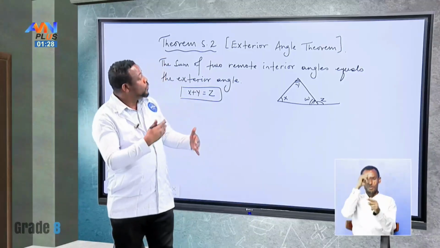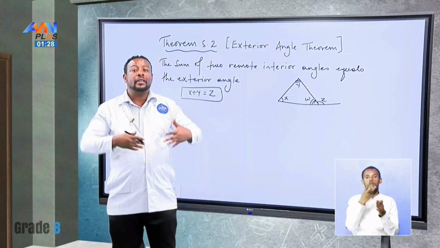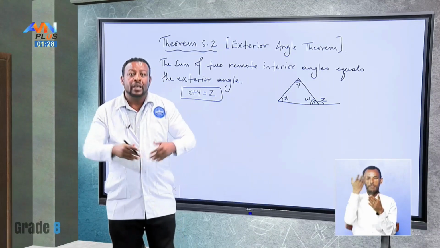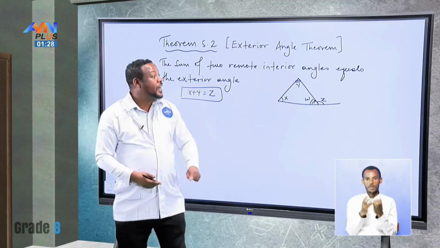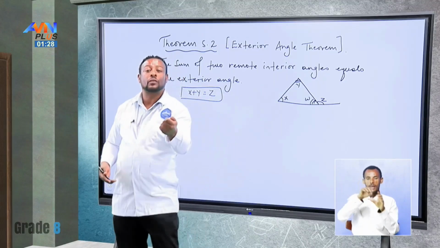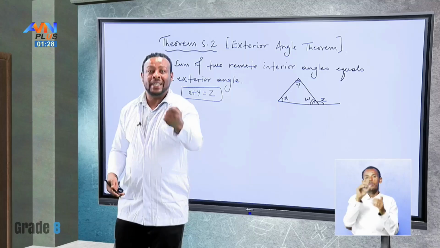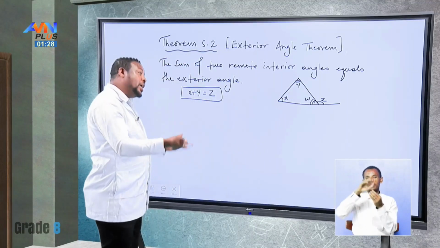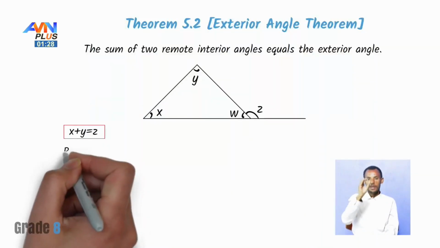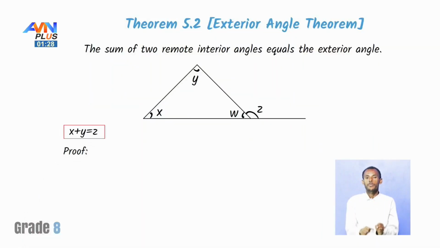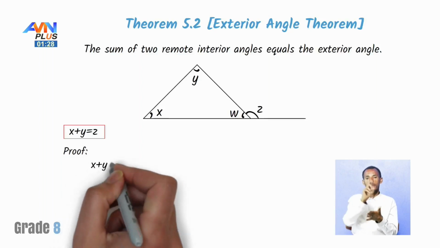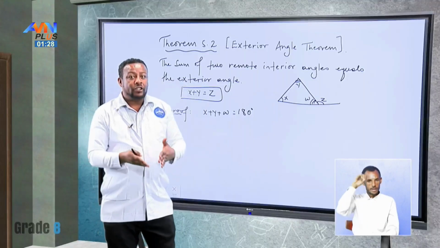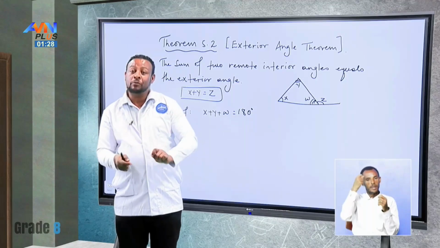To prove this theorem, we need to apply the concept that we have seen in the previous lesson. In our previous lesson, we have seen that the sum of the interior angles of a triangle is 180 degrees. That means X plus Y plus W is 180 degrees, okay? This is based on the theorem that we have seen in 5.1.